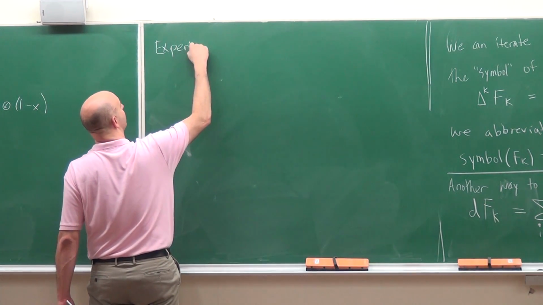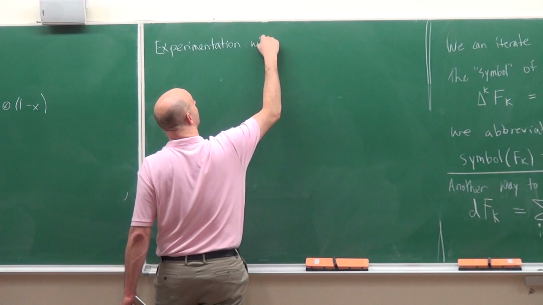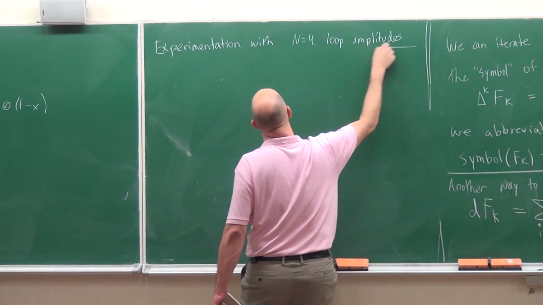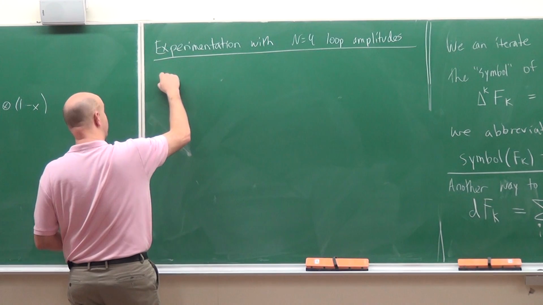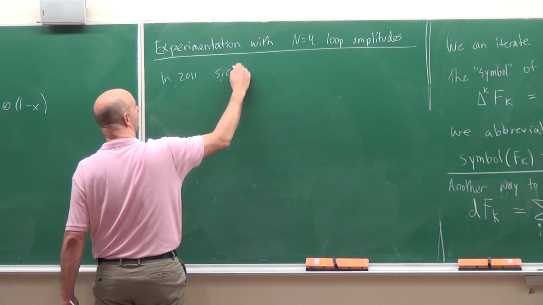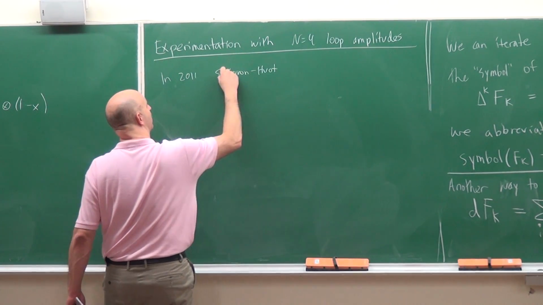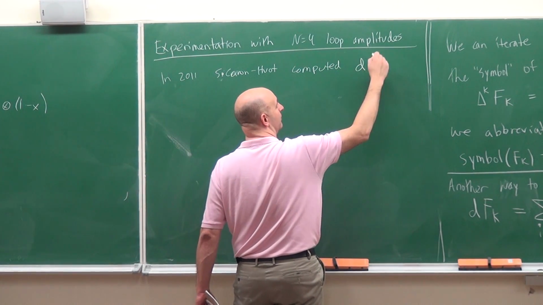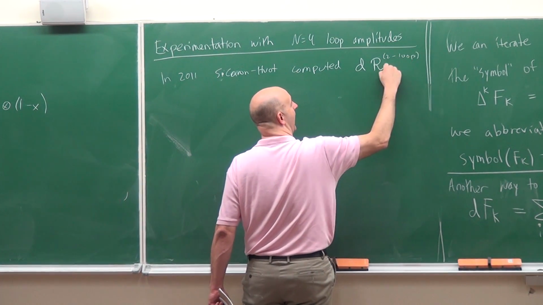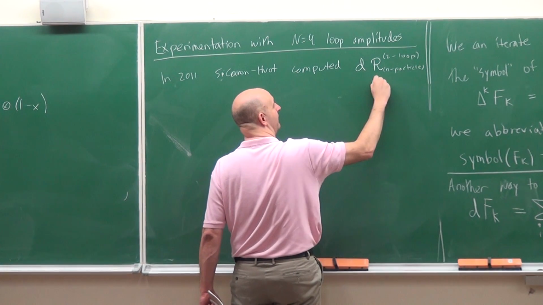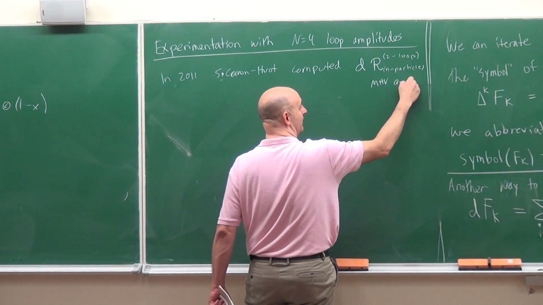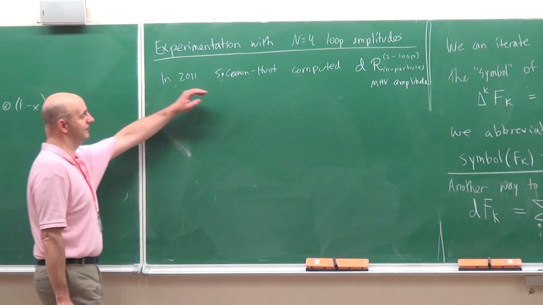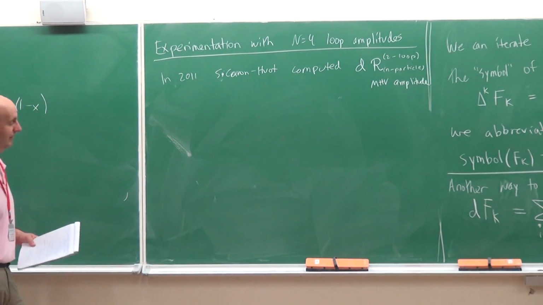So let me call this experimentation with n=4 loop amplitudes. Okay, so in 2011, Simon Caron-Huot performed an explicit computation, the differential of the two-loop n-particle MHV amplitude, specifically what we call the remainder function, which is what you get after a suitable subtraction of the infrared singularities using the BDS ansatz. But for all intents and purposes, just think about it as the two-loop n-particle MHV amplitude.